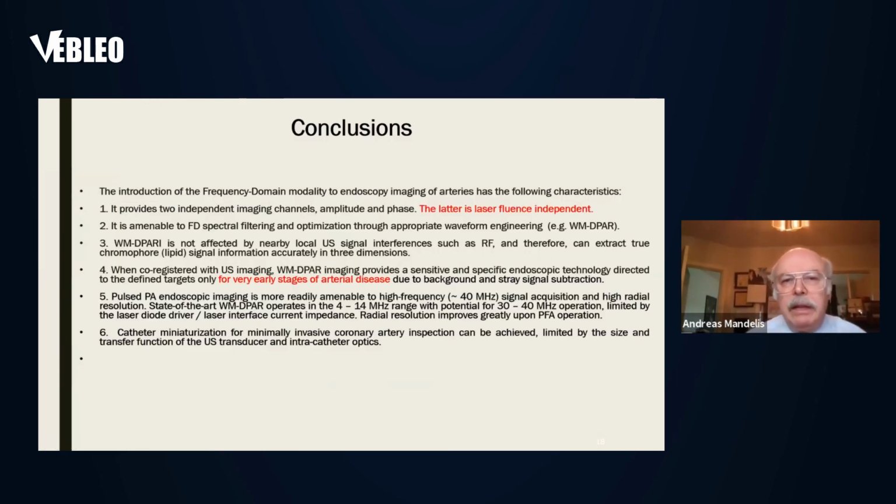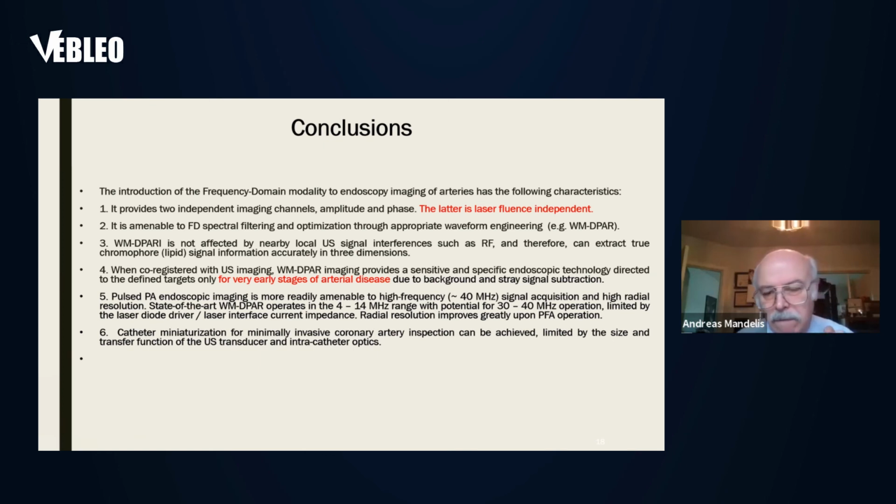Okay, so then, having presented to you the advantages of the frequency domain for acoustic imaging in cardiology, I'm coming up with my conclusions, which is what I presented to you. So we introduced frequency domain modality to endoscopy imaging in arteries that we found have the following characteristics. They provide independent imaging channels, amplitude and phase. That's very important because that's something that I did not mention before, that the phase is laser fluence independent. That's very important in biomedical imaging, because where the light is coming from is not a simple pathway.